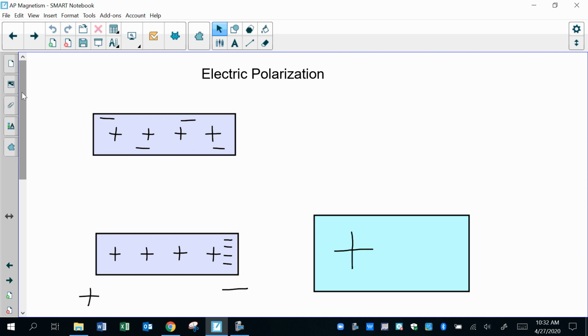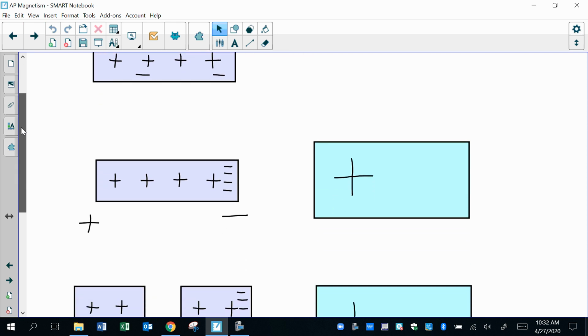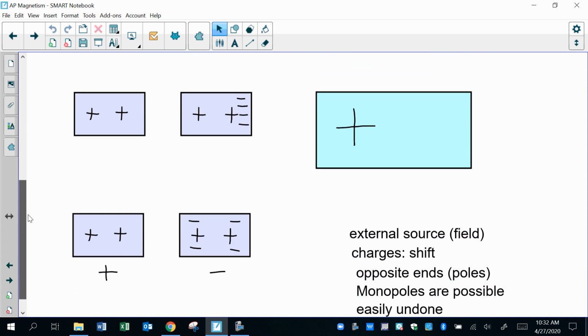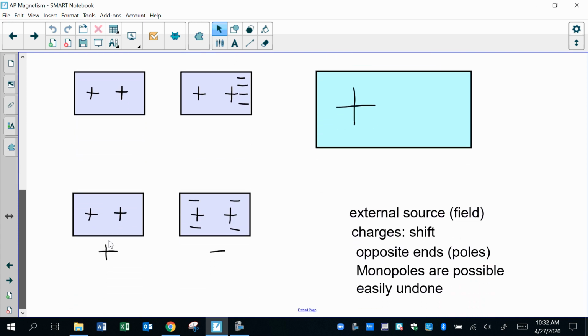Electric polarization, as you can see, is a shifting of charges. I can snap it in two, or I can do some grounding, and I can end up with a monopole, one big positive, one big negative. Now, I still have some external field. The charges shift, I get opposite ends, and I could get monopoles. Now, undoing this is easy. Ground it, and you're done. Whether you ground each one separately or touch them together to share their charge, grounding, and you're done.